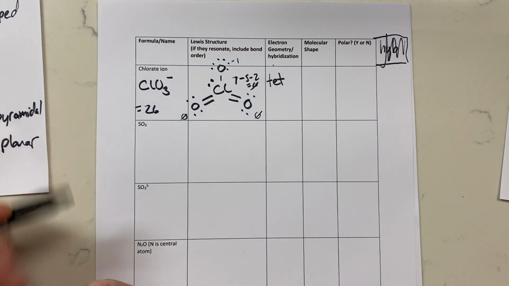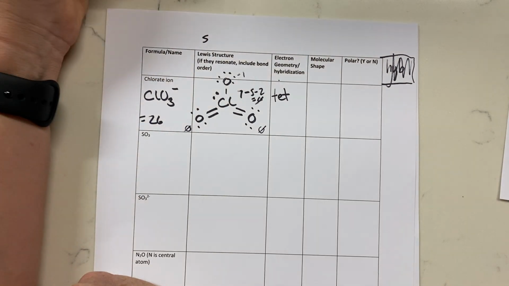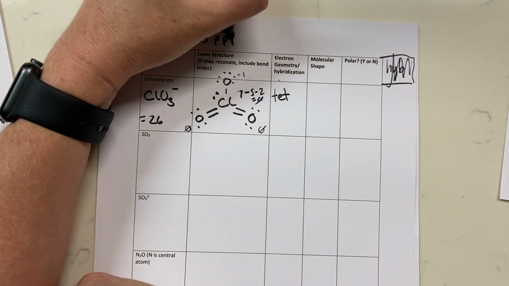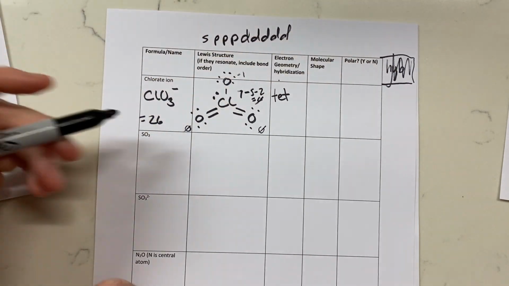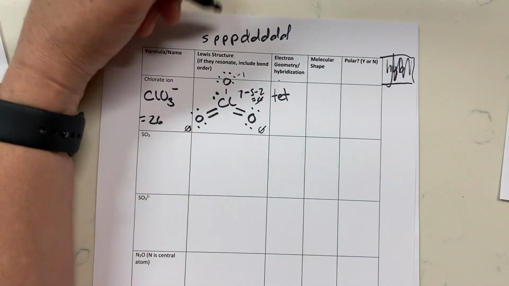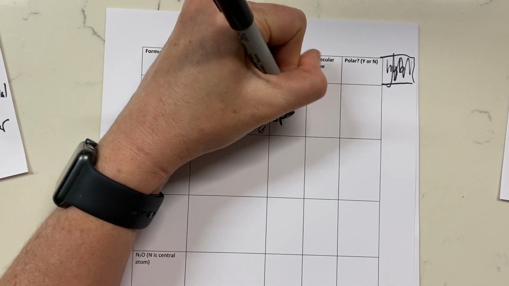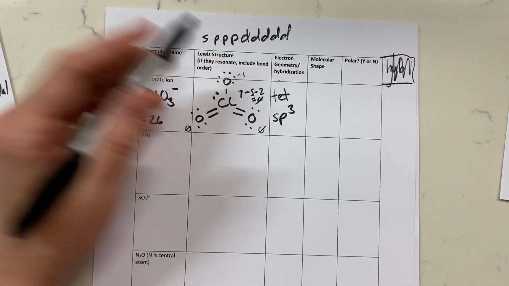So hybridization, if you remember from the shortcut video, we go S, then there's 3 P's, and then there's 5 D's. And you just count the electron groups. So there are 4, 1, 2, 3, 4. So we just go S, P, P, P. So its hybridization would be sp3. The hybridization of the chlorine would be sp3, again, because there's an S and 3 P's.